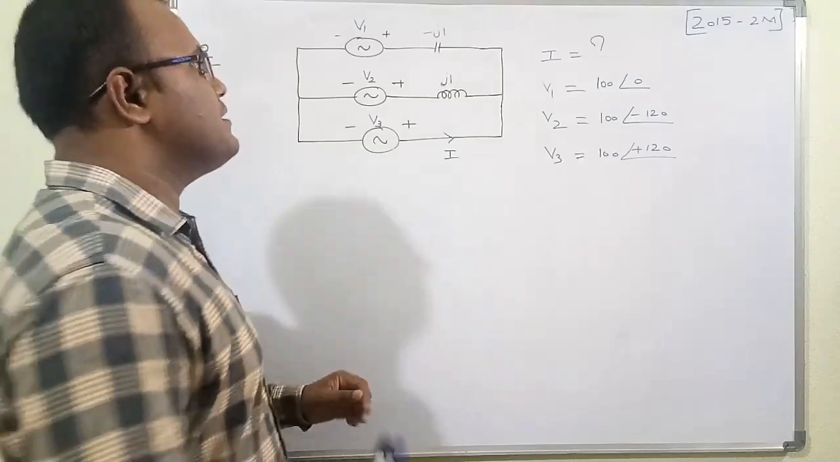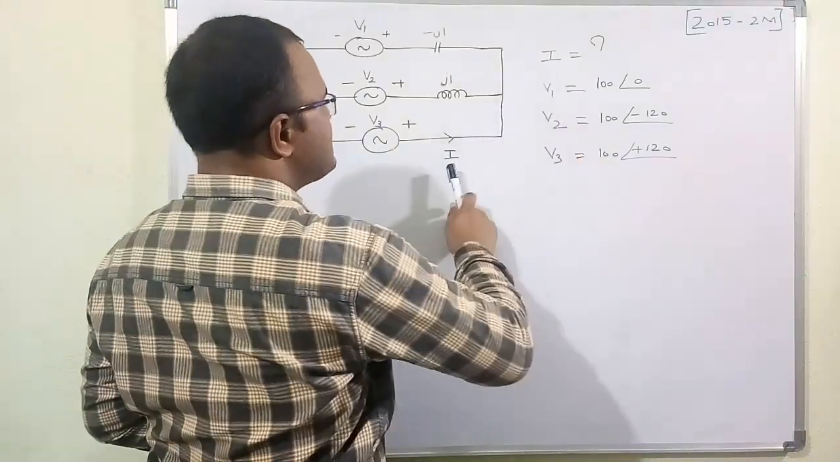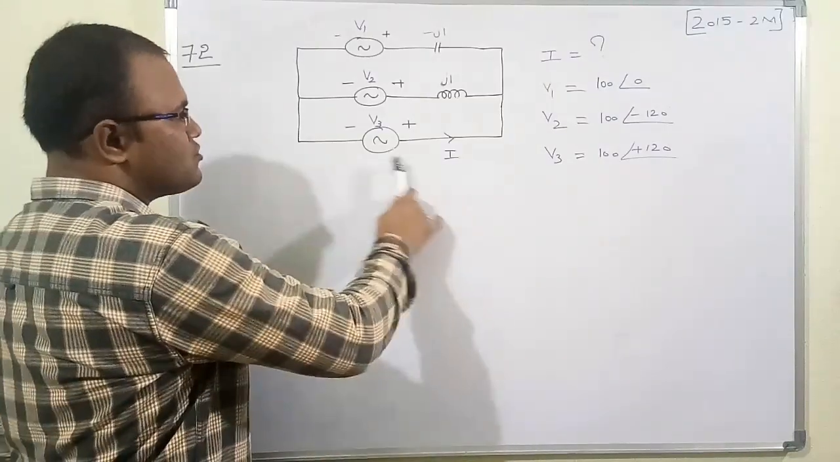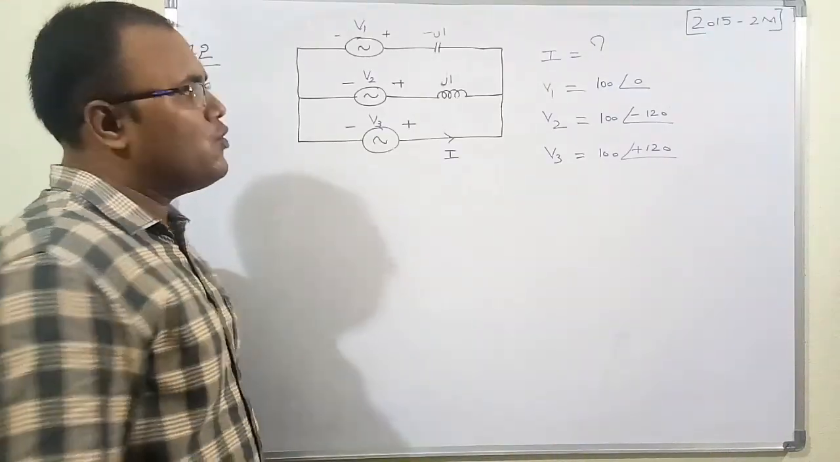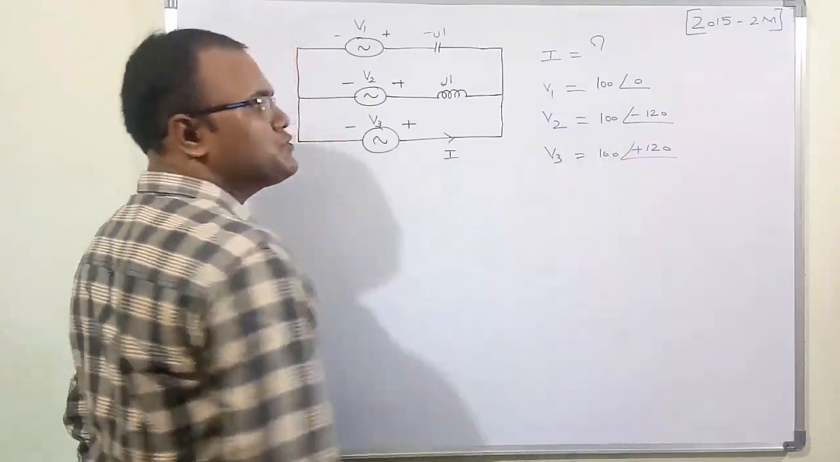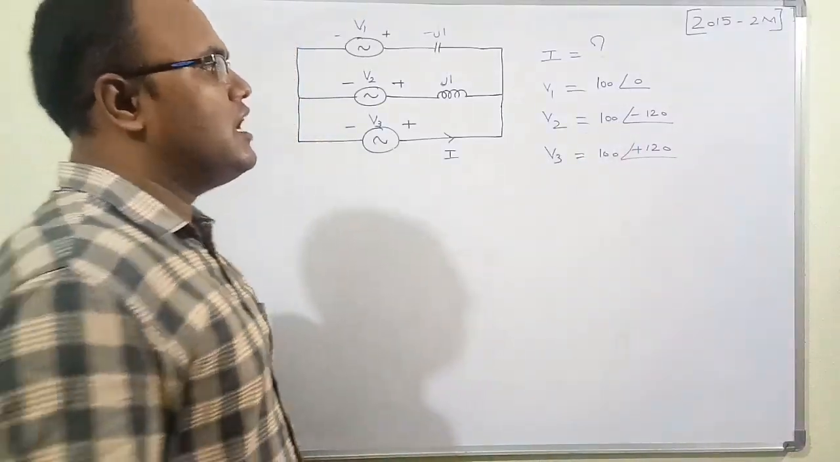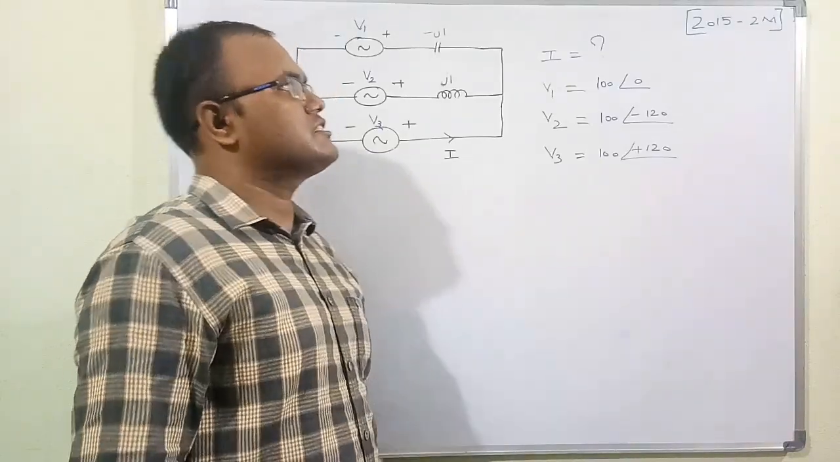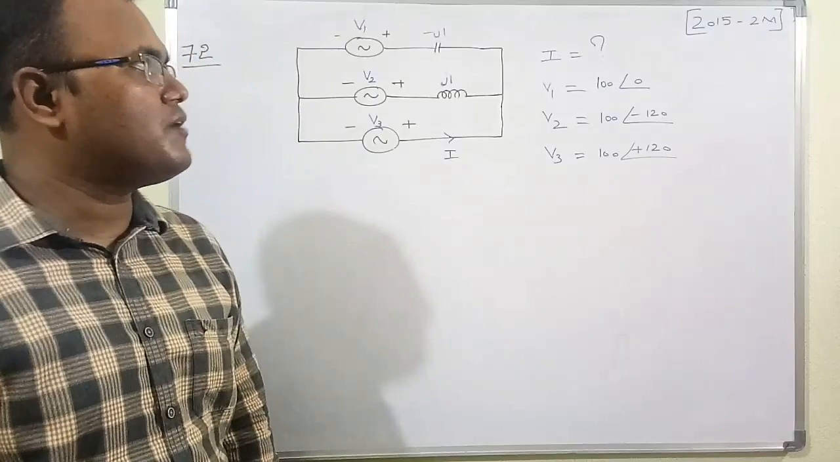So here the main aim is to figure out the value of the current in this third AC source, the current which is passing through this source, when V1 is 100 angle 0, V2 is 100 angle minus 120 degrees and V3 is 100 angle plus 120 degrees. This question was given in GATE 2015 for 2 marks.